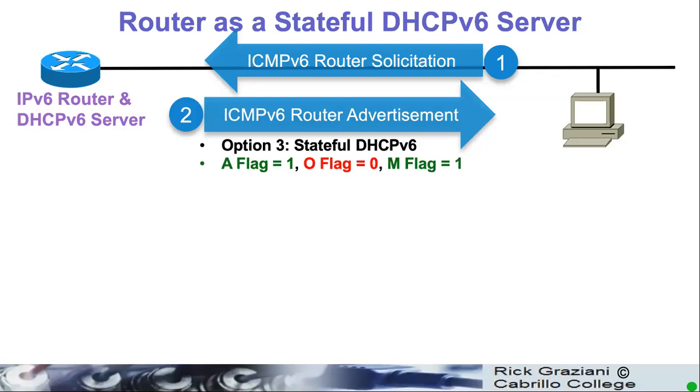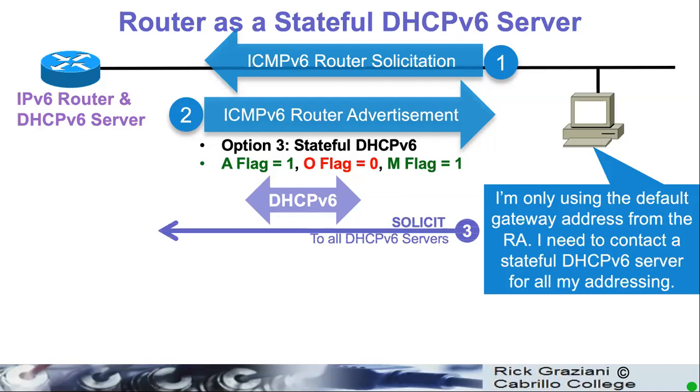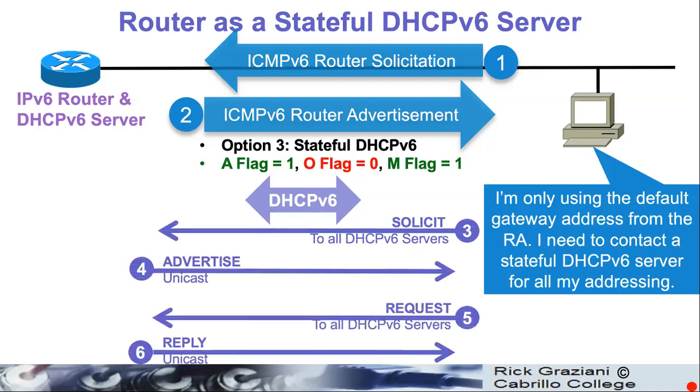In this case, we've set the M flag to 1. So the client says, I'm only going to use the source address of the router advertisement as my default gateway. I'll get everything else from a stateful DHCPv6 server. Okay, and there's the message exchange there.